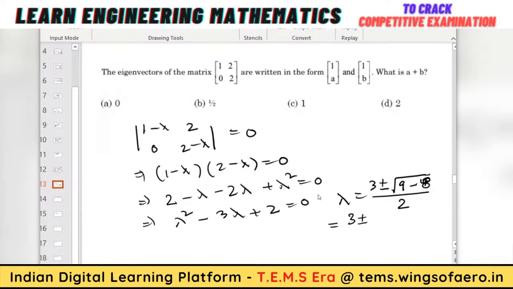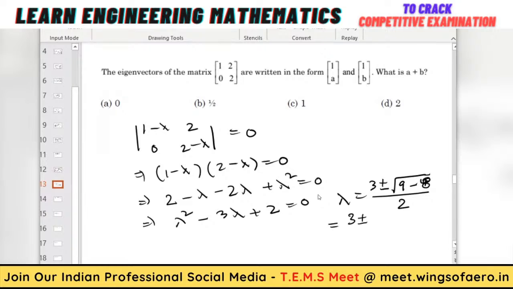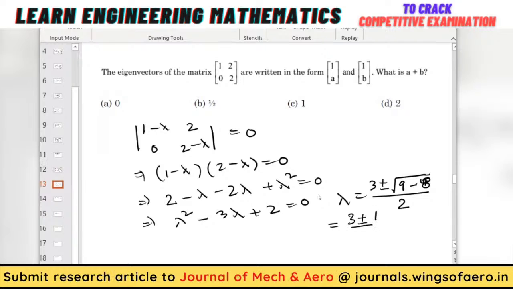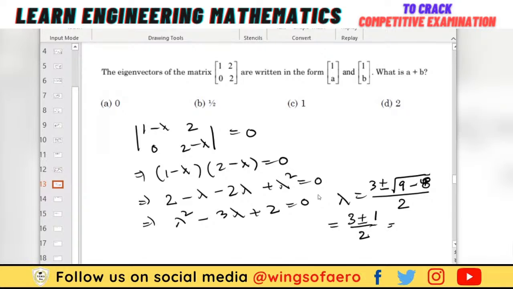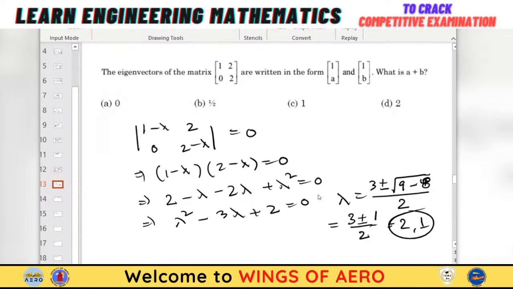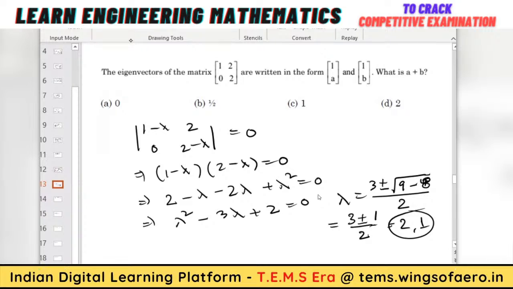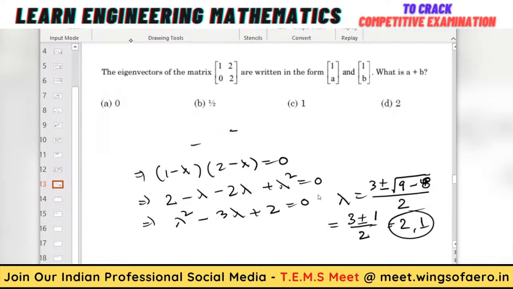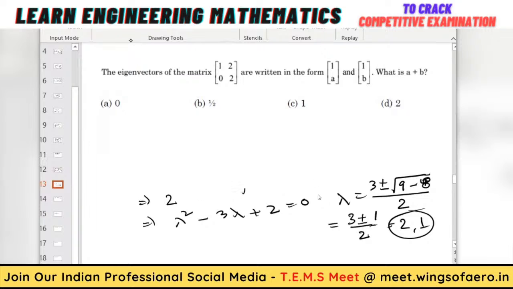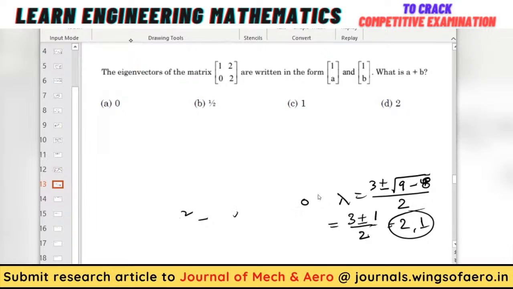Am I audible to everyone? Yes, sir. Okay. 3 plus minus 1, by 2. So 3 plus 1 is 4 by 2 is 2, and the other one is 3 minus 1 is 2 by 2 is equal to 1. So 2 and 1. These are the eigenvalues. You can follow any rule, using the trace formula or this formula. You can choose anything to find the eigenvalues. So the eigenvalues are 2 and 1.